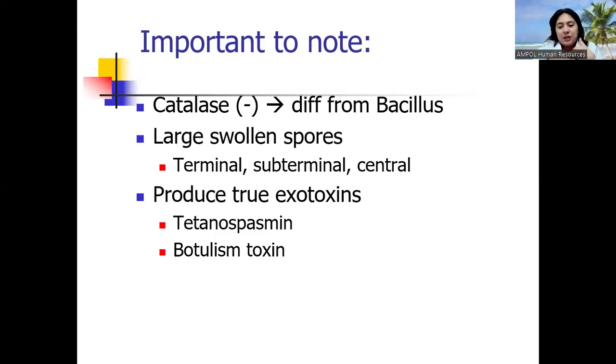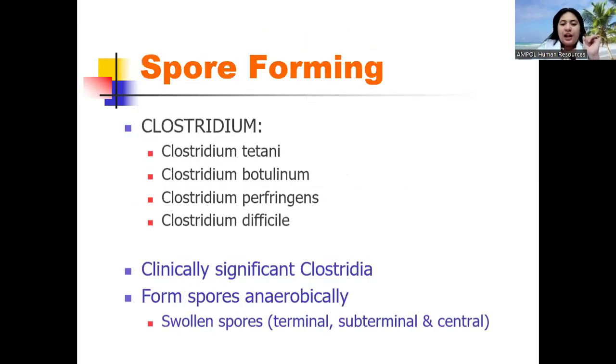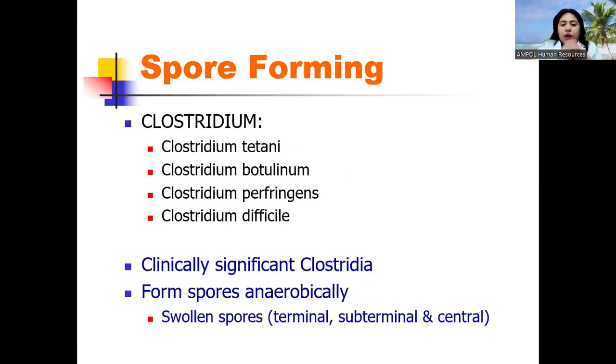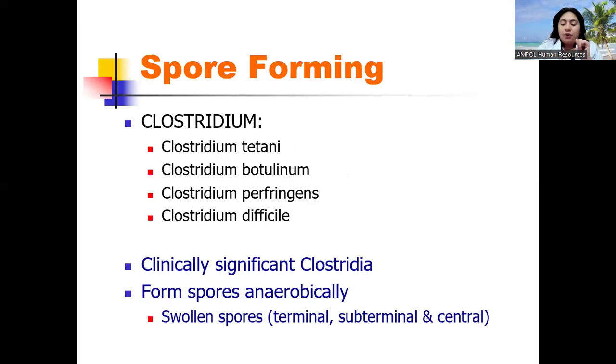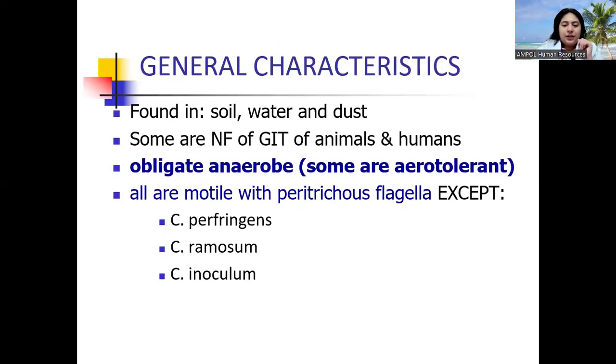We have your tetanus toxin and botulinum toxin. Spore forming, so we have your tetani, botulinum, perfringens, and your difficile. These are the clinically significant Clostridia, and they form spores anaerobically. General characteristics: these are found in the soil, water, and dust.